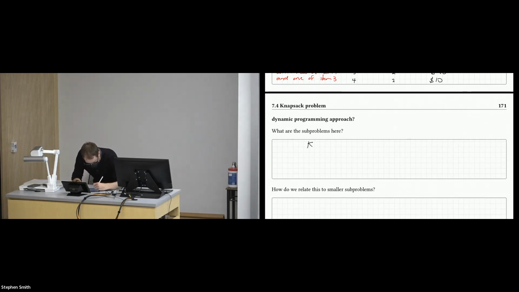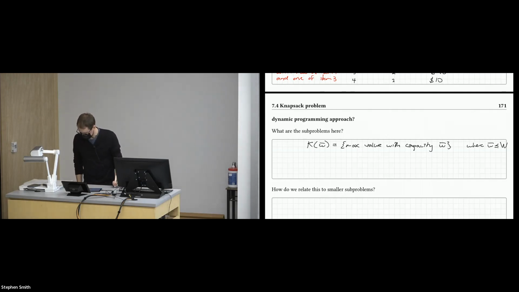So I could define K of some W bar. That's going to be my subproblem, which is the max value with capacity W bar, where W bar is less than or equal to my capital W. And then my end solution, my goal, is to compute K of capital W.